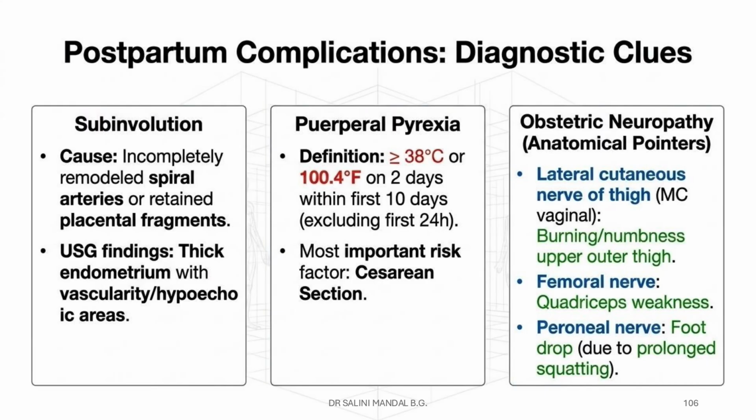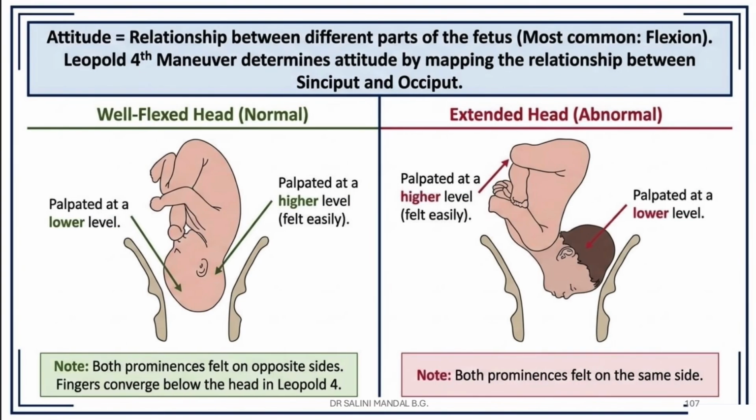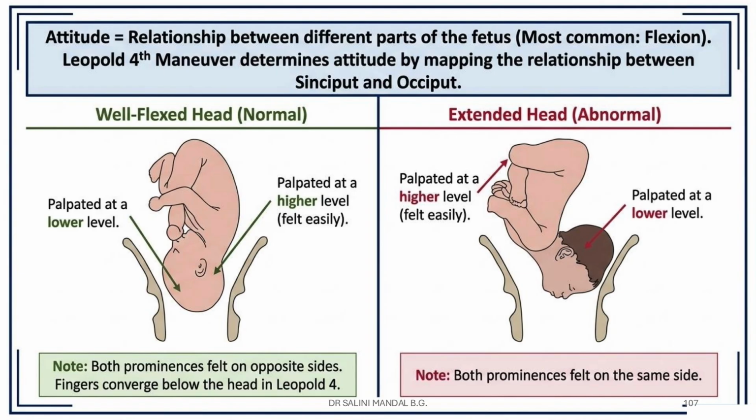Okay, so this is the most important risk factor, and that is cesarean section. Apart from that, obstetrical neuropathies can occur, that is lateral cutaneous nerve of the thigh, which is the most common in vaginal delivery. There is going to be burning and numbness in the upper outer thigh. Femoral nerve can be involved, in which we are going to have quadriceps weakness. Peroneal nerve can be involved, in which foot drop can occur because of prolonged squatting and all that. So this was about it.